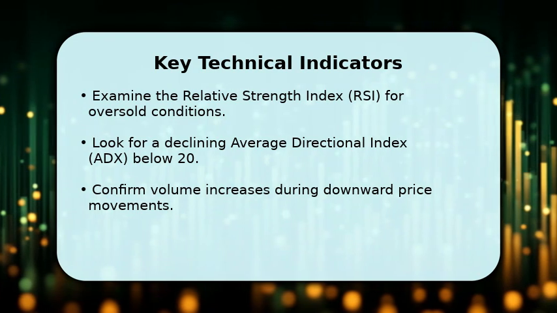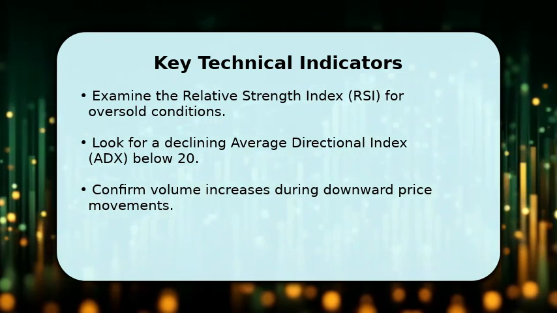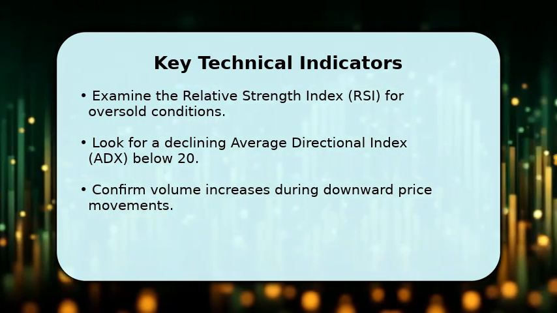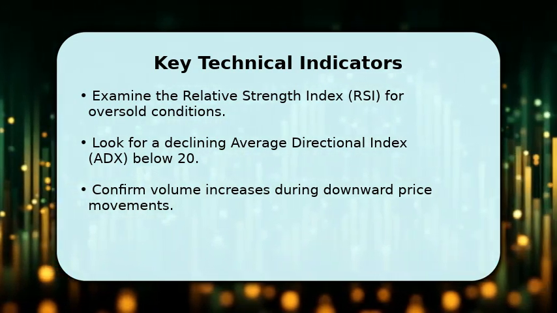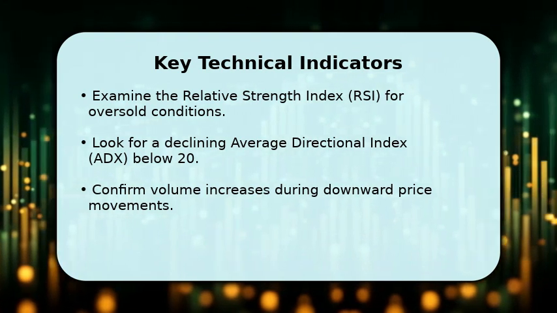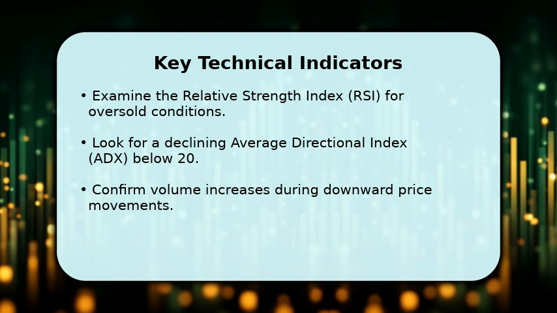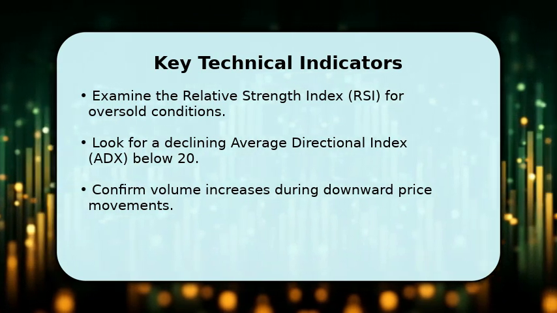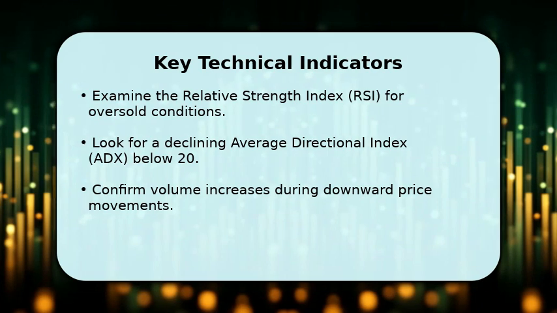A value below 20 suggests a weak trend, which can be common in early downtrends. Crucially, observe if selling volume increases significantly during price drops, confirming strong bearish sentiment. These indicators provide deeper insights.